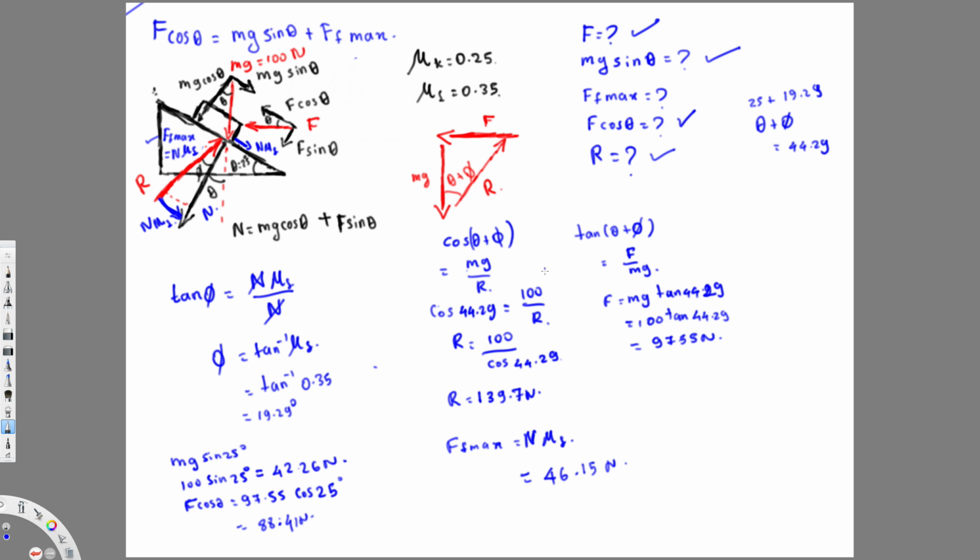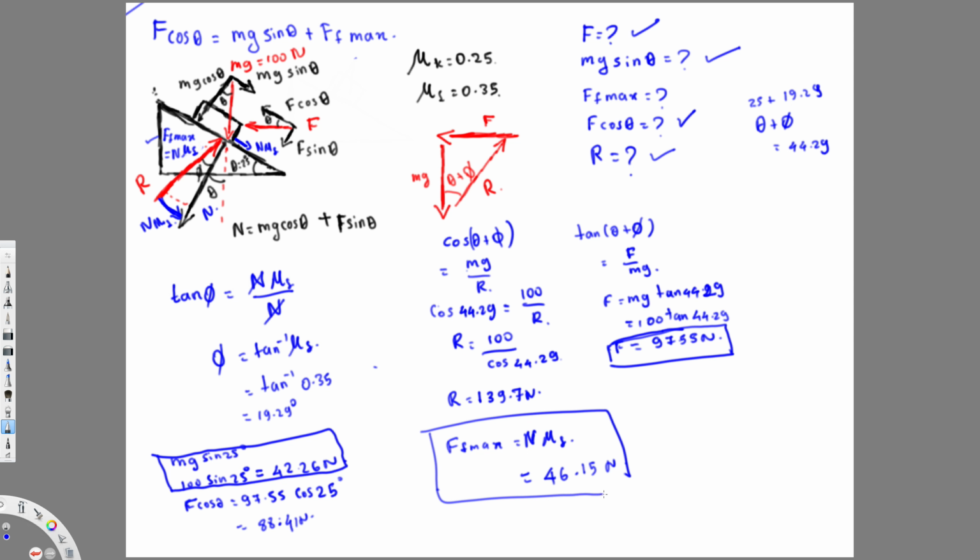So we need to find F, that's here. Let's put the box for everything. F is here, mg sin theta is here, then Ff max is here, then we have F cos theta here, then they asked to find R, that's here. That's all we need to find out, and that's it.